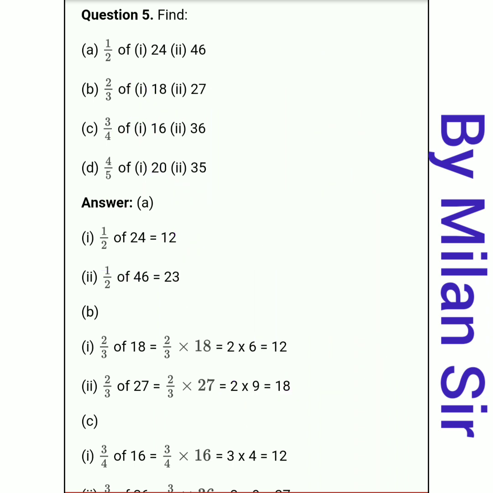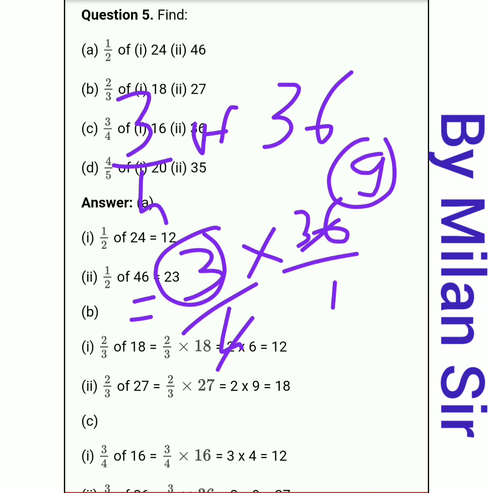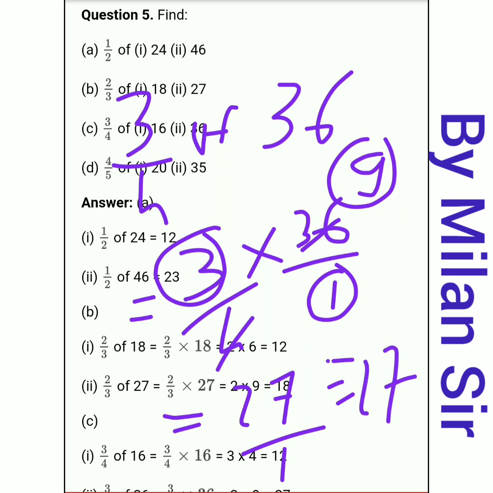Then next, 3 by 4 of 36. Now put multiplication sign in place of "of" and 36 as it is, divided by 1. So here 4 9s are 36, right? Then numerator with numerator. So 9 3s are 27, divided by 1 as it is. So 27 by 1 is 27.